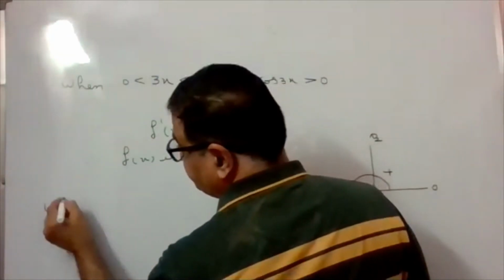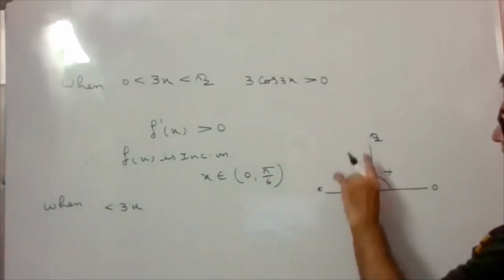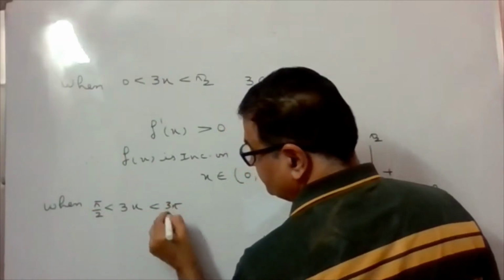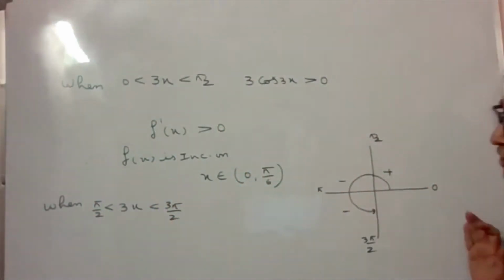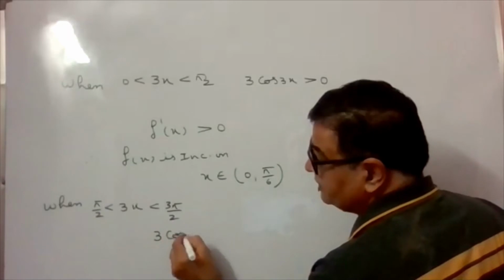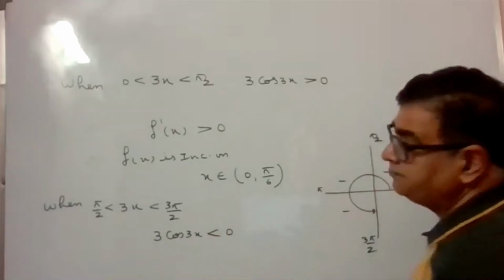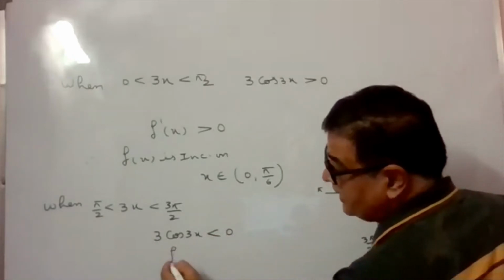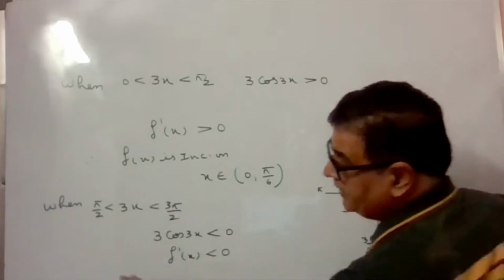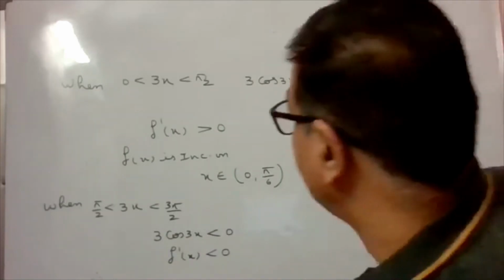Second part. When 3x is between pi by 2 and 3 pi by 2, what should I write here? 3 cos 3x will be a negative number. Here it is. And if it is negative, f dash x is negative. And if f dash x is negative, therefore f x is decreasing.